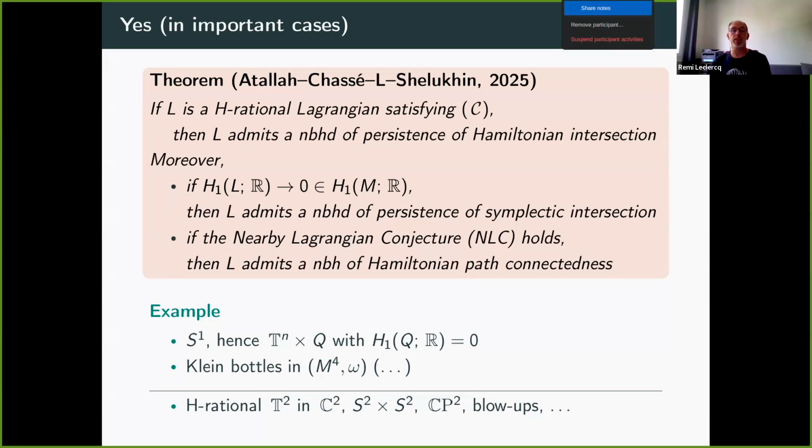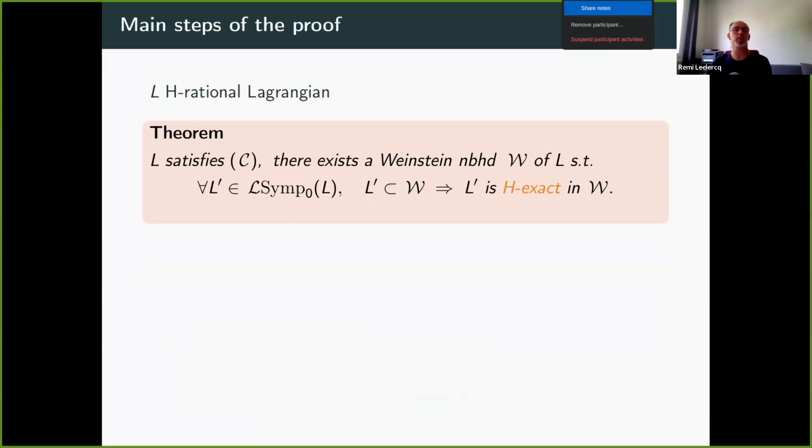So you might think that's how we prove it, and that's actually what we do. We prove it like this. And then to prove exactness of nearby Lagrangians, we do it in two steps. The first step will be a theorem. So you take L, which is the H rational Lagrangian. And for this first step, that's the one where we need this topological / symplectic additional condition.